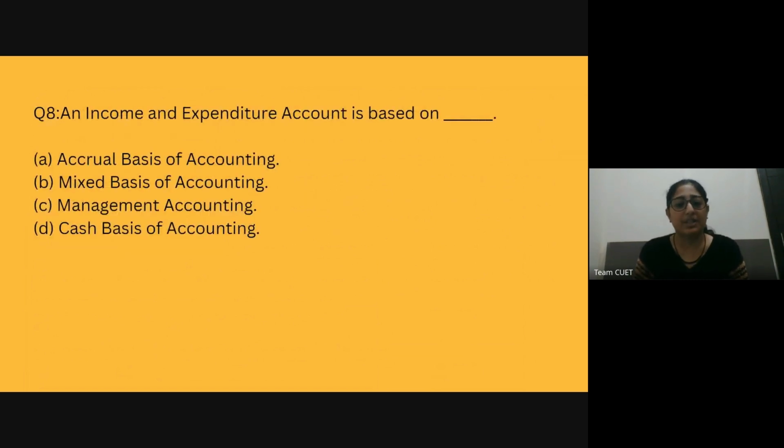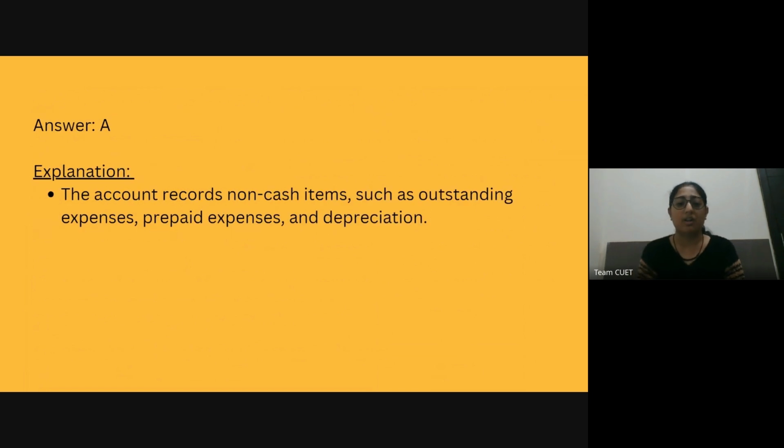Question number 8. An income and expenditure account is based on A, accrual basis of accounting, B, mixed basis of accounting, C, management accounting, and D, cash basis of accounting. Income and expenditure account is based on A, that is accrual basis of accounting. Why? Because it records all the non-cash items. It records outstanding expenses, prepaid expenses, depreciation. That is why it clearly shows that it is based on the accrual basis of accounting.